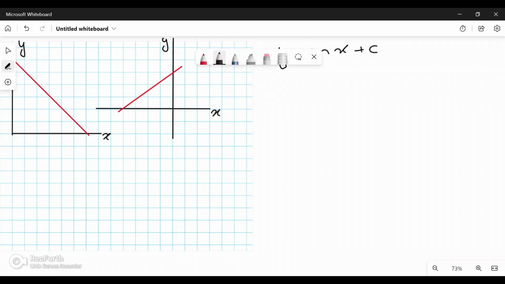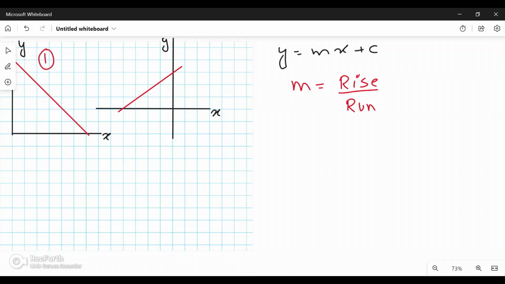Gradient basically is the ratio between rise and run. So you can write here that m is equal to rise over run. In this way, you can find the value of the gradient of any straight line. Secondly, c is the y-intercept. Y-intercept is a point where your line touches the y-axis. Let's start with line number 1.